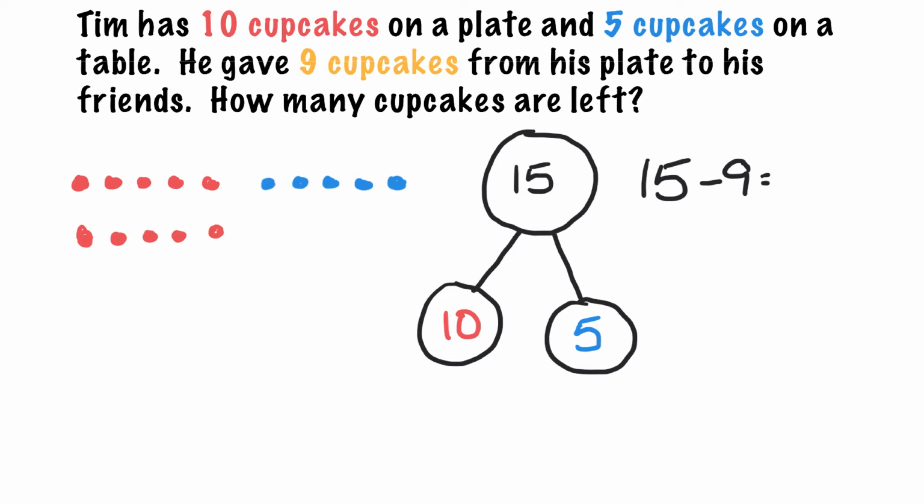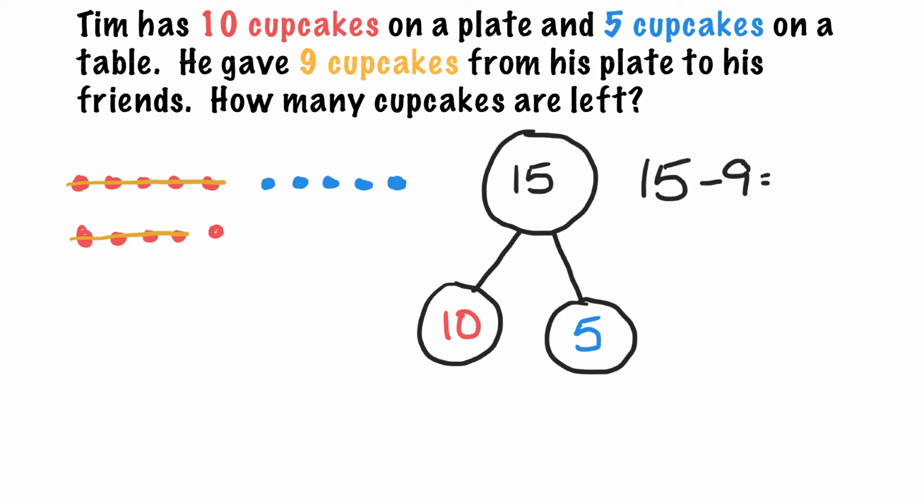Some of you guys may already know what we're going to do next because it's what we did in the last few lessons. We're going to subtract or take out our 9 cupcakes. So he gave 9 cupcakes from his plate to his friends. So we have 9 there. We're going to subtract that. So let's go ahead and cross out 9. So 1, 2, 3, 4, 5, 6, 7, 8, 9.